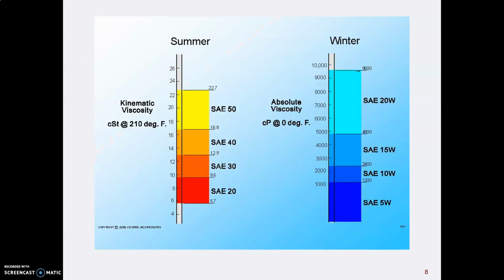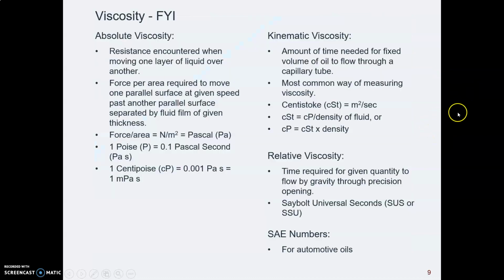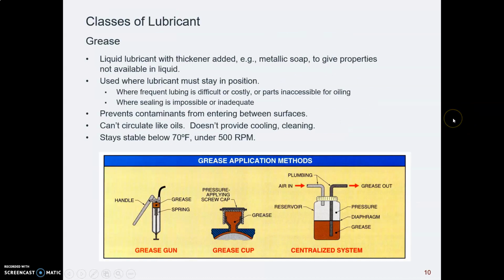Classification systems. Here's some stuff. You've probably seen viscosity numbers from SAE if you've looked at cans of motor oil. All right, moving on. There are different types of lubricant. One type is grease, and grease starts with oil and then there's a thickening agent added to it. So you see this in packing wheel bearings use grease.